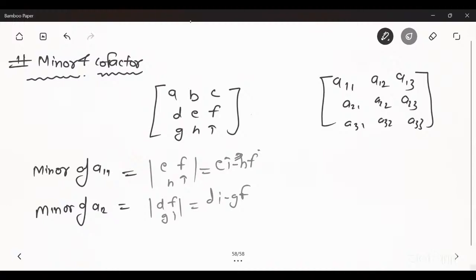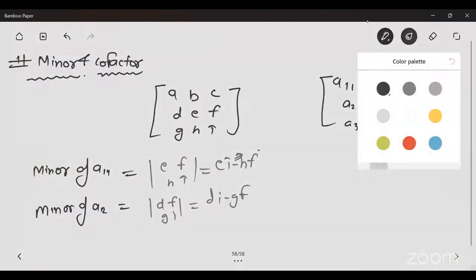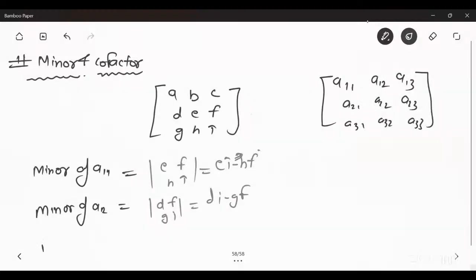Now third is the minor of A13. A13 means first row, third column. You have to skip the first row and third column. So you will get the determinant of D, E, G, H. So you will get the value DH minus EG. So that was your minor of A13.